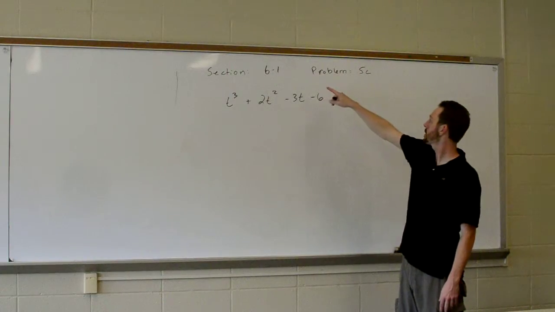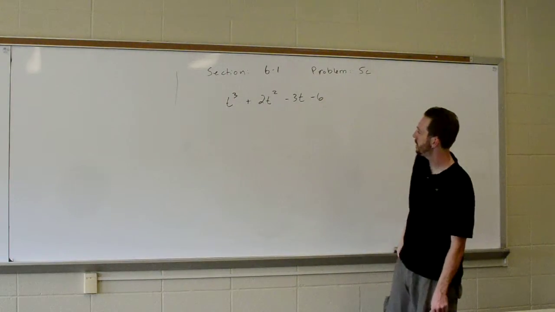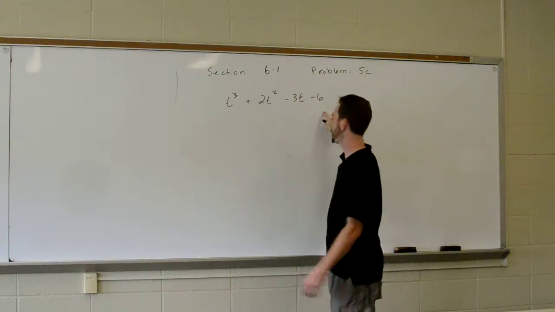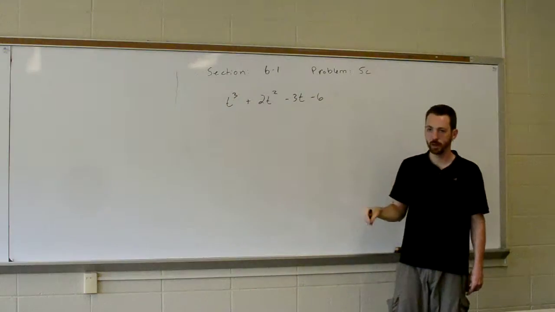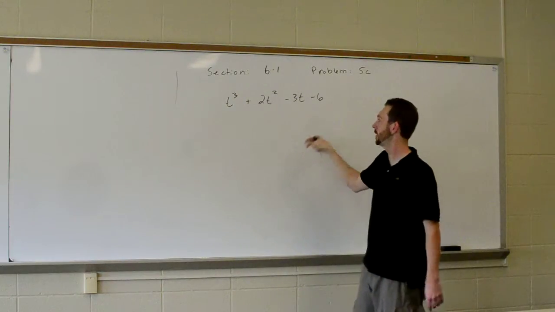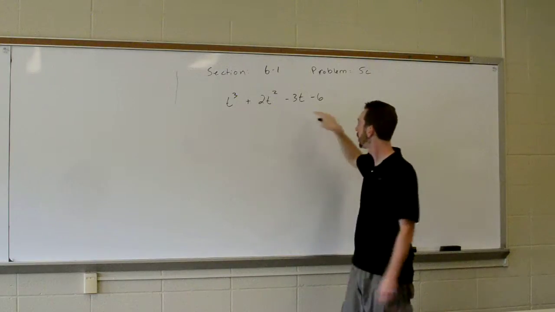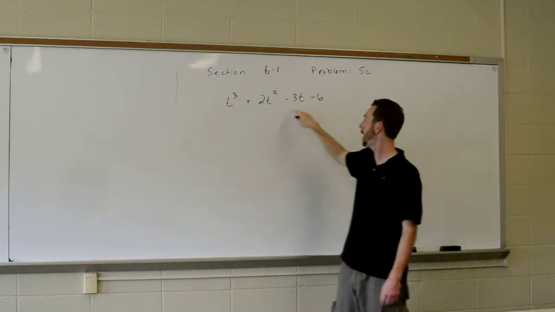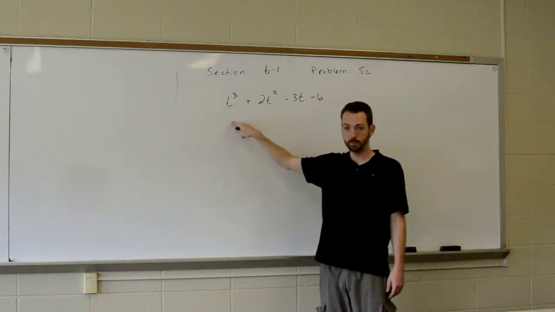Here we're doing section 6.1, problem 5C. We have this expression here and we need to factor it by grouping. We know it's factoring by grouping because we have 4 terms, none of which can be combined.